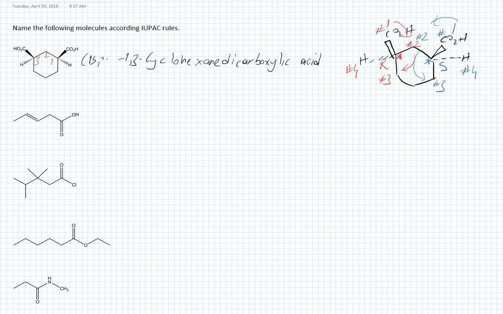1S,3R-1,3-cyclohexane dicarboxylic acid. But if you start numbering from here, again it's going to be 1R,3S. So basically this molecule is a meso compound, if you look very carefully. But let's just place here 1S,3R. Okay, let's move to the second question.